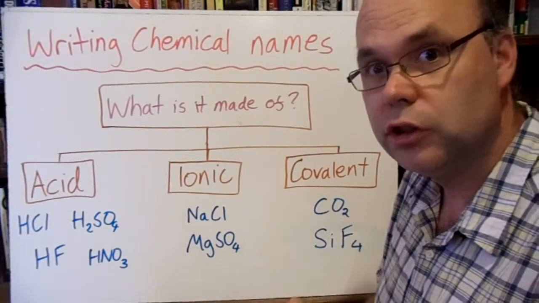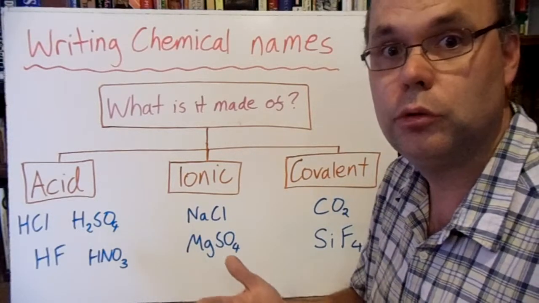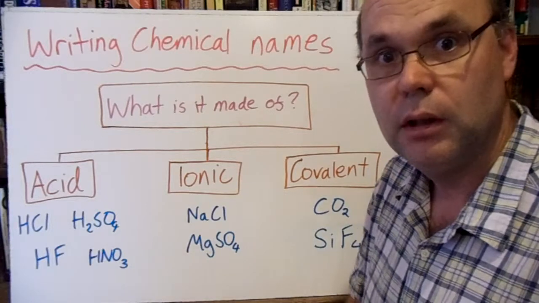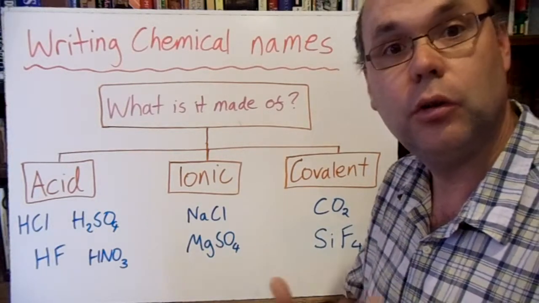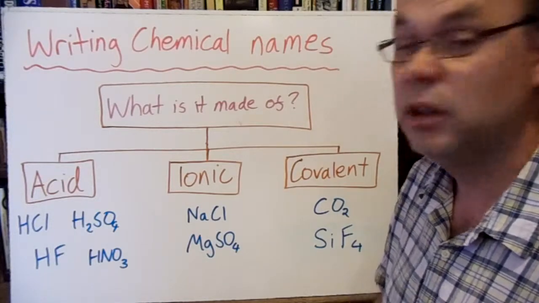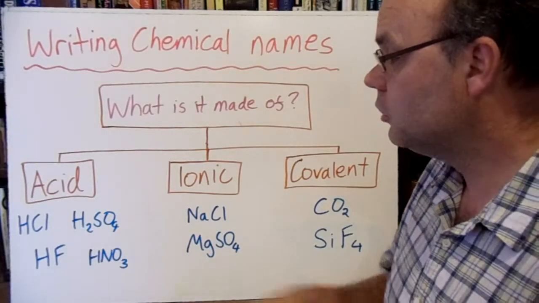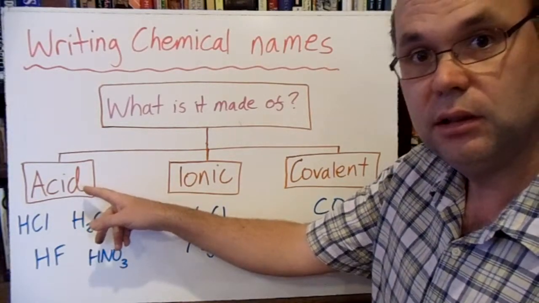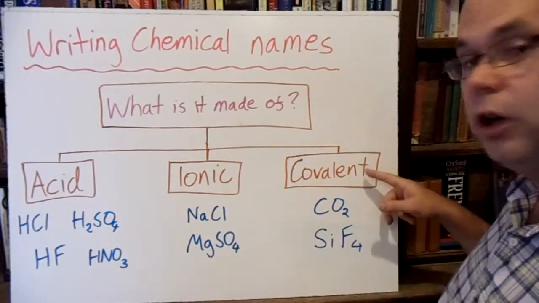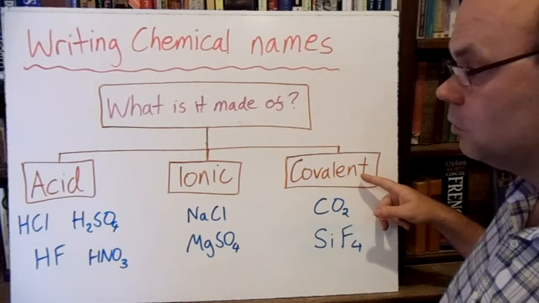There are rules just so that scientists can talk to each other and everyone can call the same thing the same name. It's complicated to learn the rules, but once you know them, it means you can communicate. So they're important. So we're going to look at naming acids, naming ionic compounds, and naming covalent compounds.